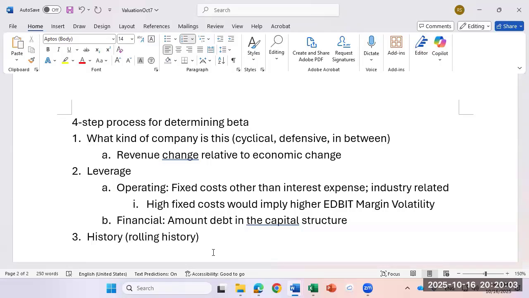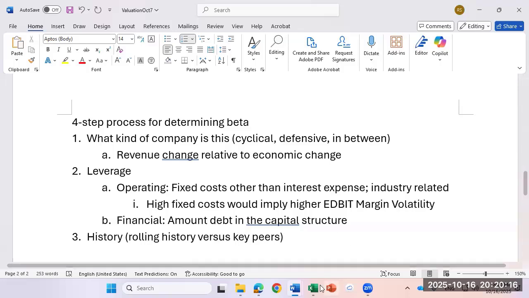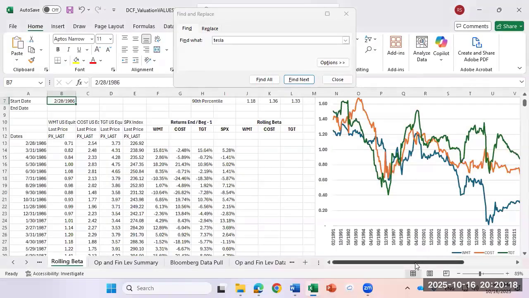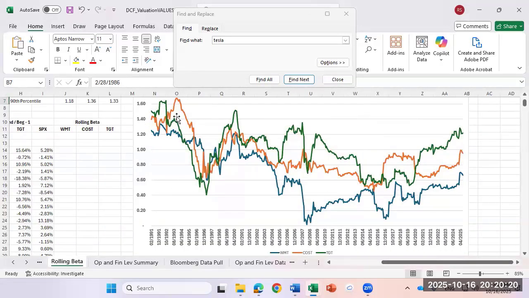And I like to use the rolling history versus key peers. I really think that gives you great insight into the firm. If I'm thinking, wow, Walmart's a high beta stock, and I come look and I say, well, it was a high beta stock back here, but man, the last 20 years, it's been a really low beta stock, then there's maybe something wrong with my analysis. I'm going to look back to see what I should be assuming.